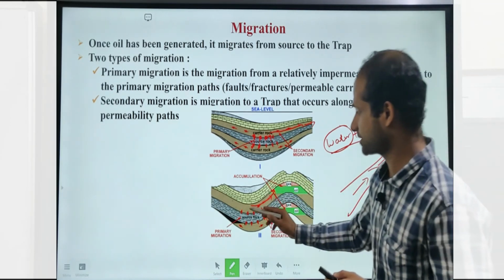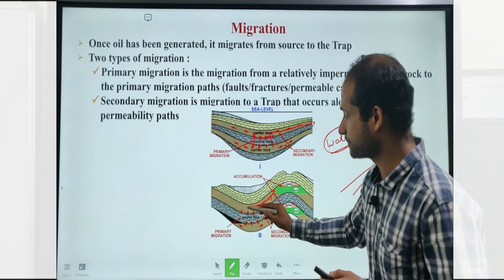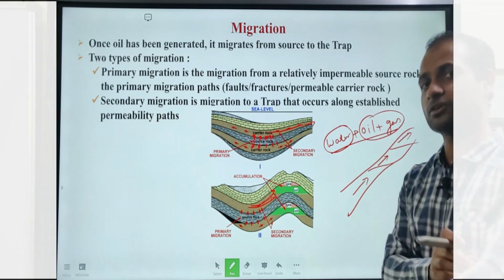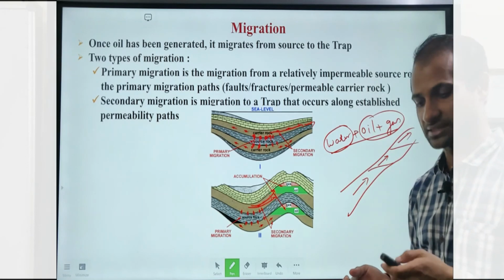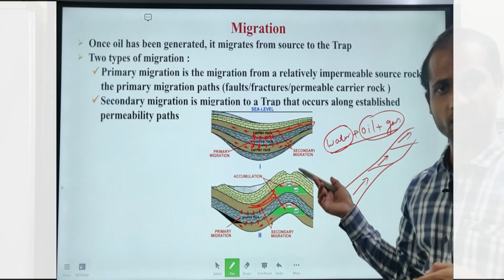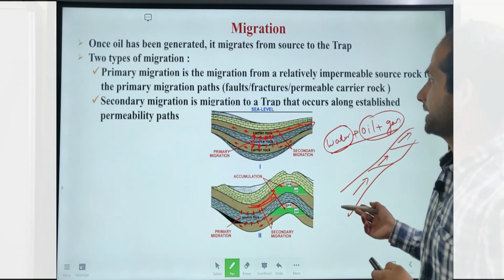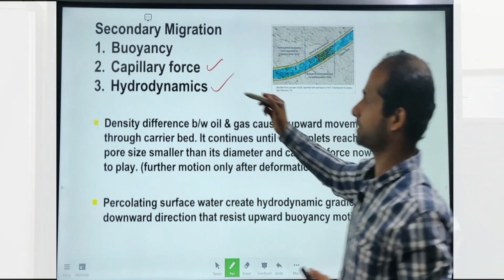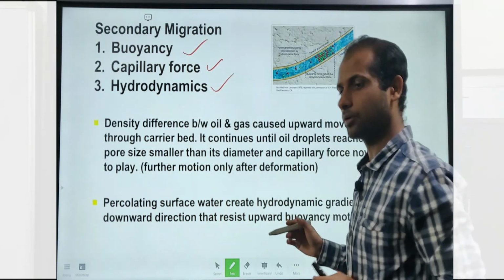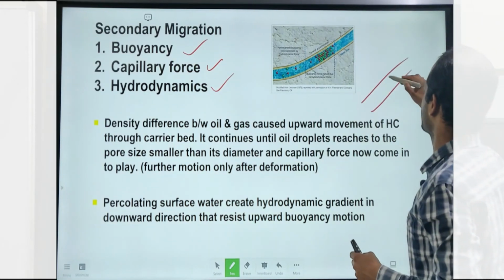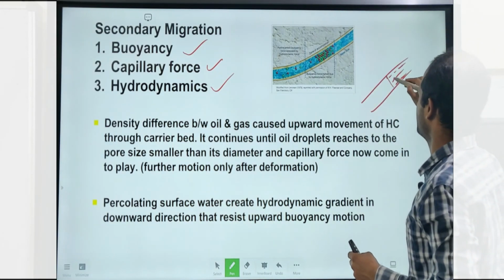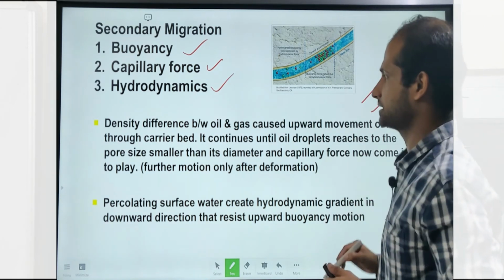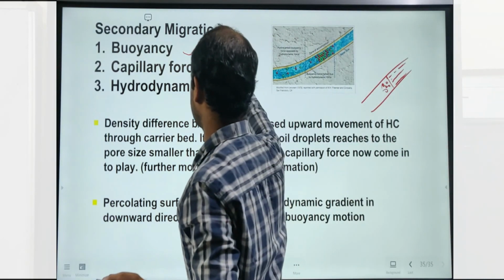Okay, and this migration from the source to the reservoir is mainly because of the buoyancy forces. Buoyancy means because of the density differences, they move upward against gravity. They move upward because of buoyancy till the time they reach pore spaces which are smaller than the size of the hydrocarbon. After that they continue migration with the capillary forces.